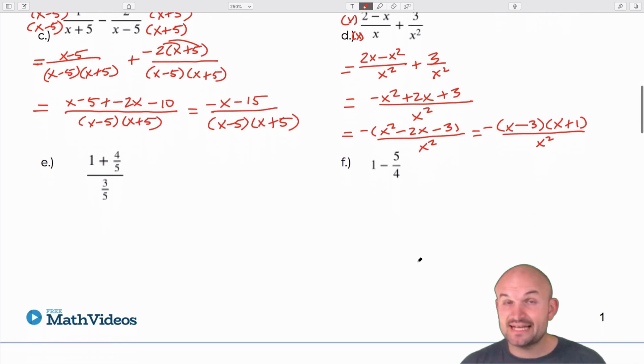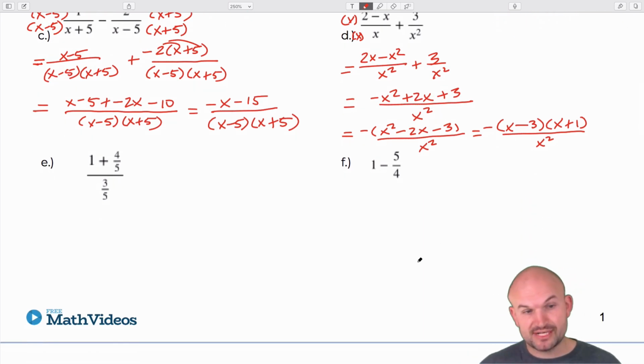All right, for the next one, the complex fraction. So we don't have any variables here. We're just going to deal with some numbers and practice some things. A complex fraction is basically when you have a fraction with more than one fraction. You have fractions within fractions.